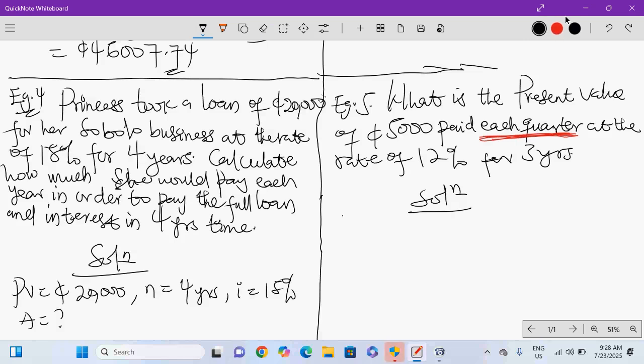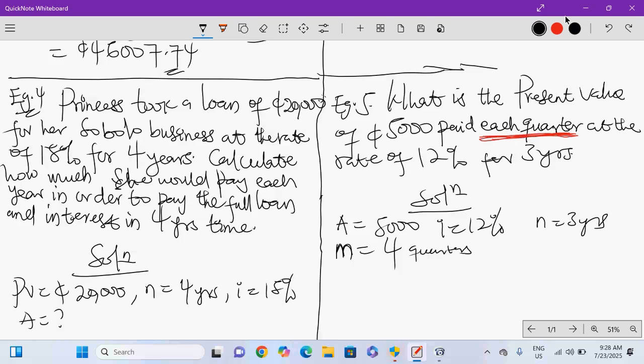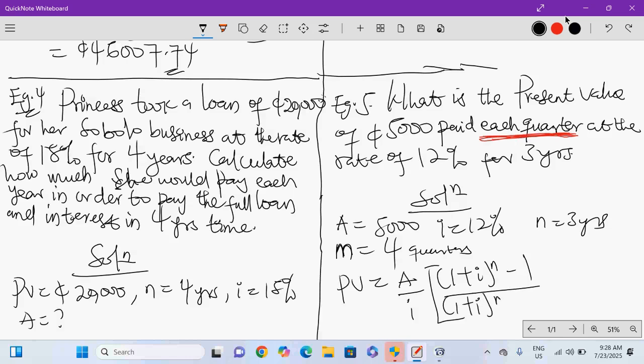So what is our A? Our A is 5,000. So A is 5,000, i is 12%, and n is 3 years. And then the multiple compounding is quarters. How many quarters do we have? We have 4 quarters in a year, right? So the present value is the A over i, then we have (1 + i)^n - 1 all over (1 + i)^n.